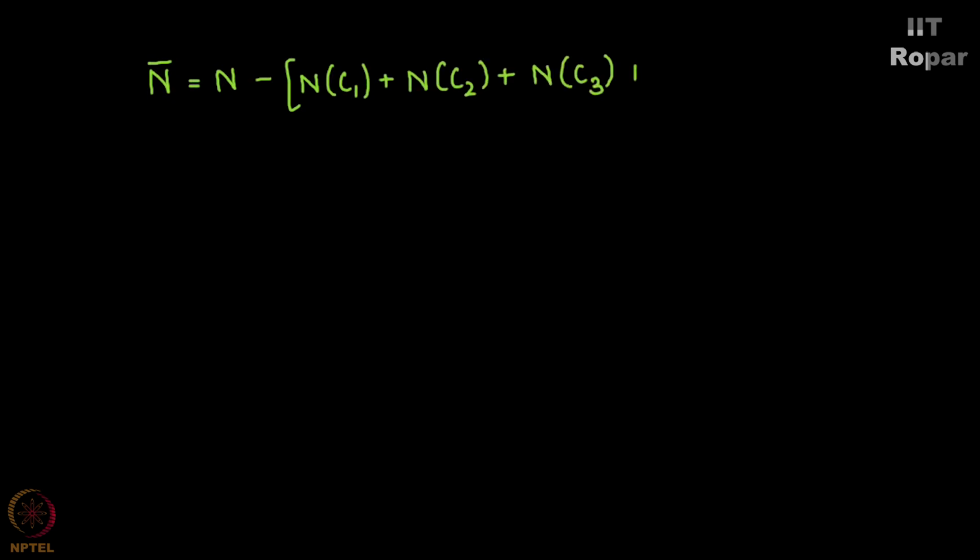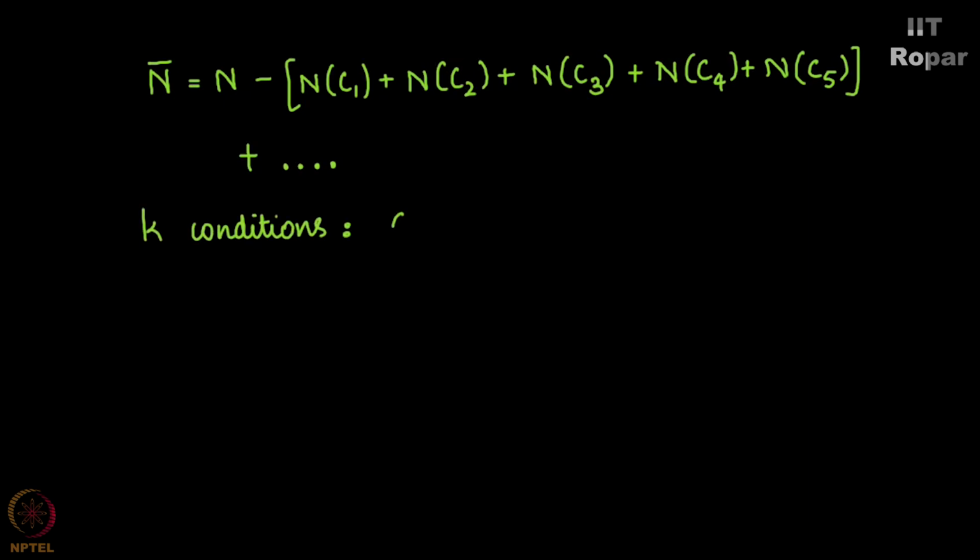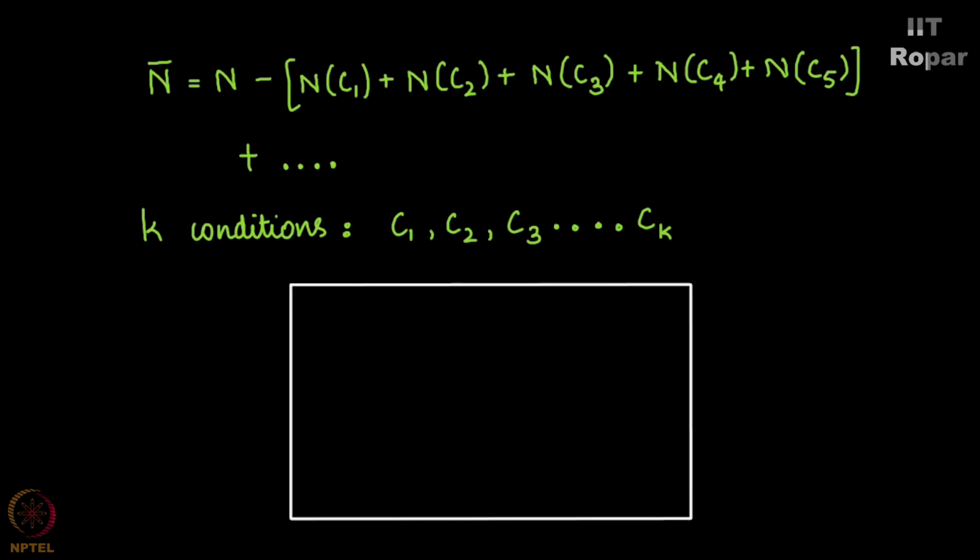Let us now look at the general result and its proof. If you can recollect, n bar is equal to n minus n of C1, C2, C3, C4 up to C5 is what we solved for the 5 node graph problem. And now let us assume that there are k such conditions, C1, C2 up to Ck, and entities satisfying these conditions are put into the corresponding vowels.